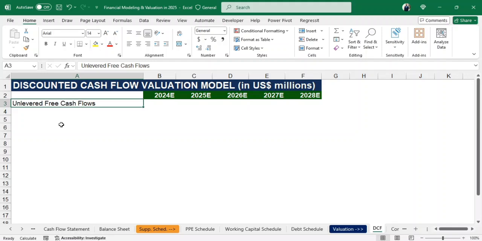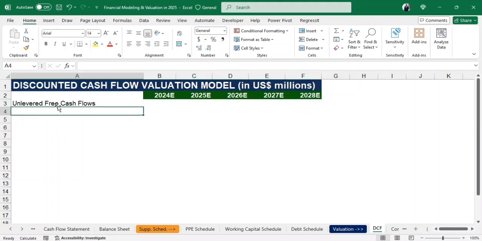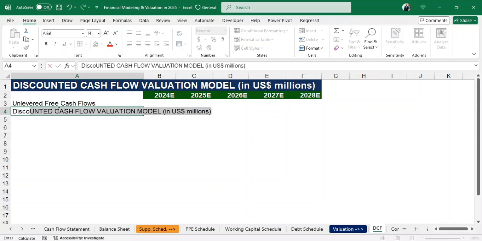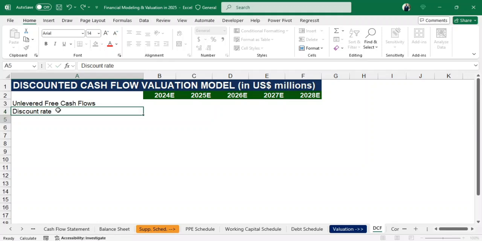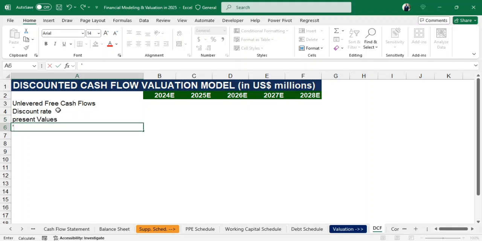And what we do is that after we determine these unlevered free cash flows for each of our forecast periods, which in this case are 5 years from 2024 through 2028, we are going to discount these free cash flows at an appropriate discount rate. Alright, so we will discount these cash flows at an appropriate discount rate to their present values. All right.